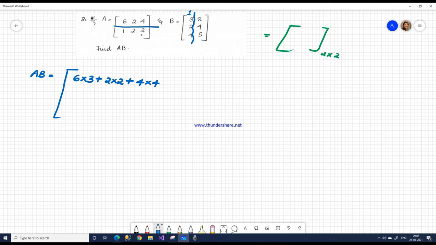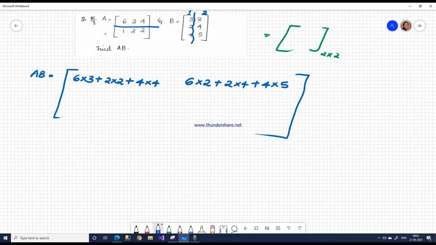So next we are going to multiply the same row with the second column. So it is 6 into 2 plus 2 into 4 plus 4 into 5.